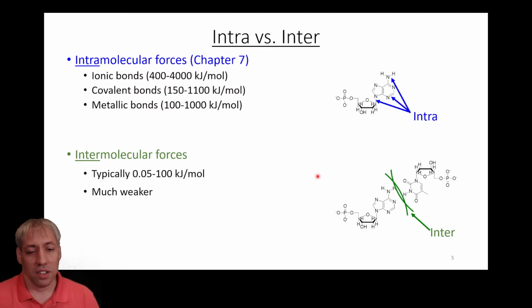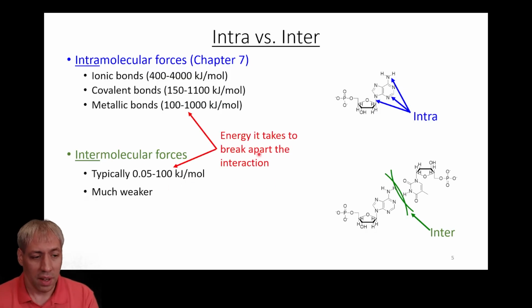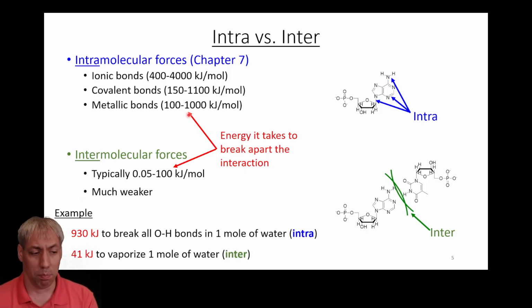And so you can see the energy of these forces are very different. You can see the range for ionic, covalent, and metallic. You're talking hundreds of thousands of kilojoules per mole. And then you look at intermolecular forces, and they're typically very weak. They're less than 100 kilojoules per mole, usually much weaker than these. So breaking a covalent bond is much harder than breaking an intermolecular bond. And so these numbers here, that's essentially the energy it takes to break apart a mole of those bonds or interactions.